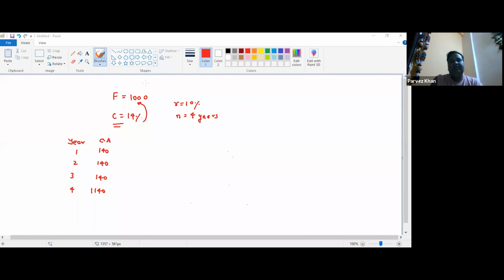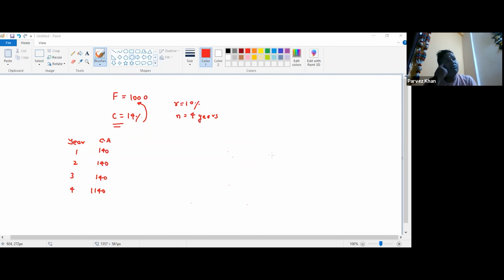CA means coupon amount. So 1140, right? These all are my future values. First year, I'm expecting 140 rupees. Second year, 140 rupees. Third year, 140 rupees. Fourth year, 1140 rupees. So these all are my future values.